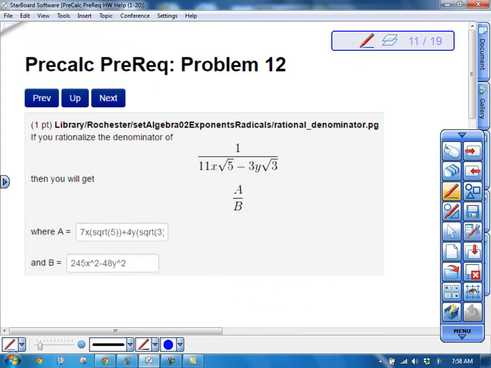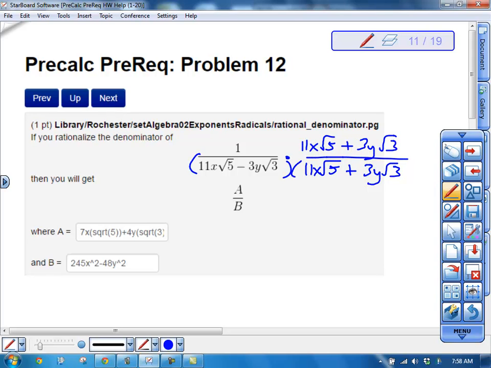All right, next problem is really tough. Ignore the answers, I already had those entered in. But to do this, to rationalize this, you're going to have to multiply the top and the bottom by 11x square root of 5 plus 3y square root of 3. Now, you're really multiplying by 1 here, so it doesn't change the quantity at all. It just changes the way it looks.